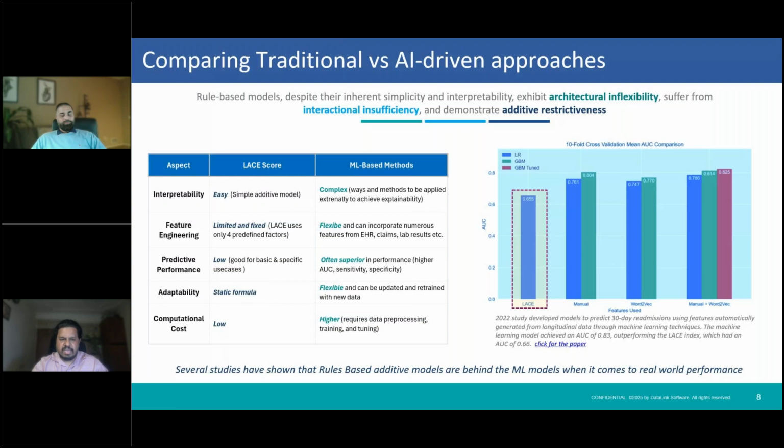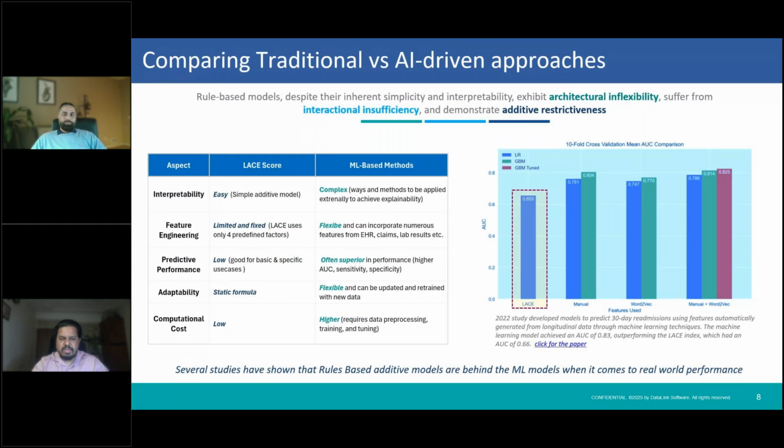But on the feature engineering side, if you consider the number of features that these models are considering for their inputs, for example, LACE only considers 4 features, which is very limited, and its output is also limited towards readmissions. While the machine learning models are very flexible in this aspect, they can ingest any number of data elements, any type of data elements, and it can utilize all the interactions and combinations pretty well. Now, predictive performance we've already seen from the study conducted by the BMC, and it shows that for predictive performance, the ML models are often superior as compared to the rule-based models.